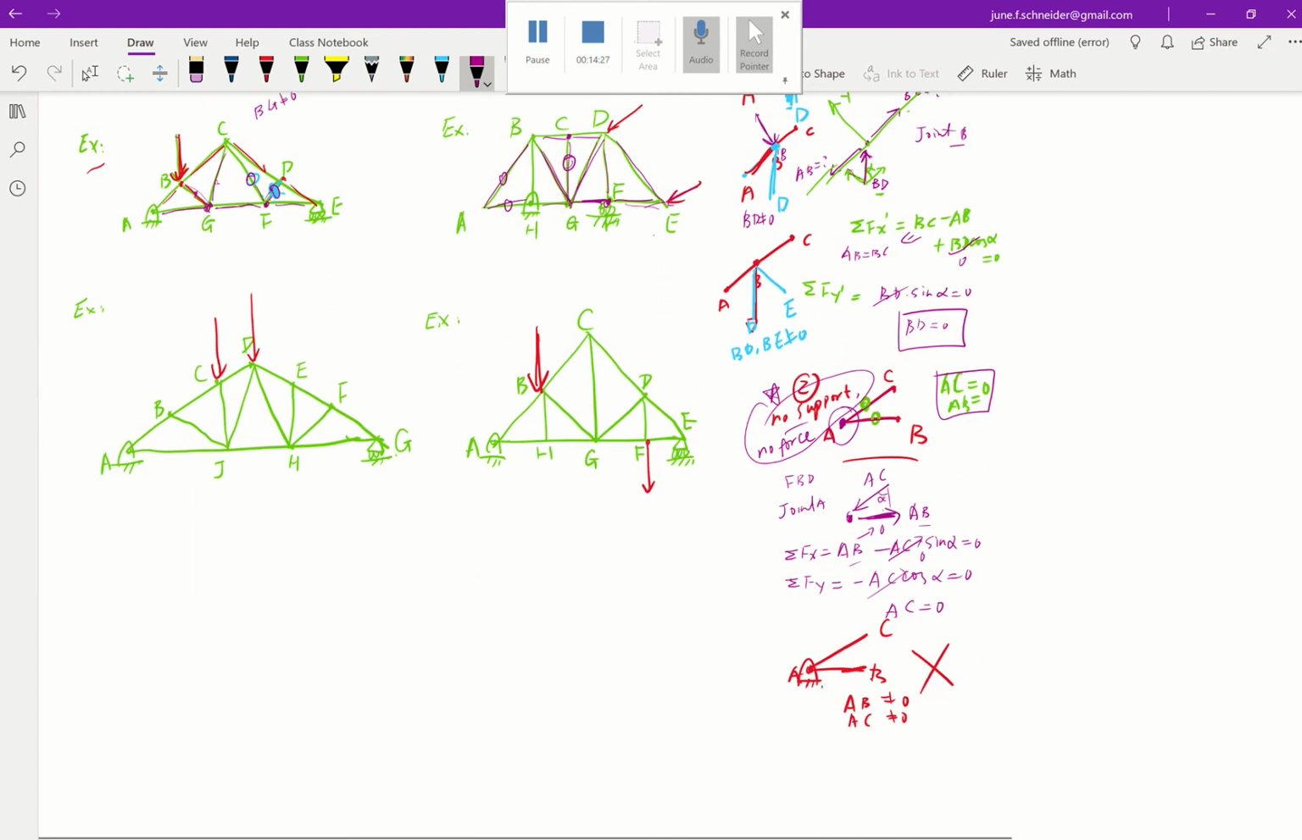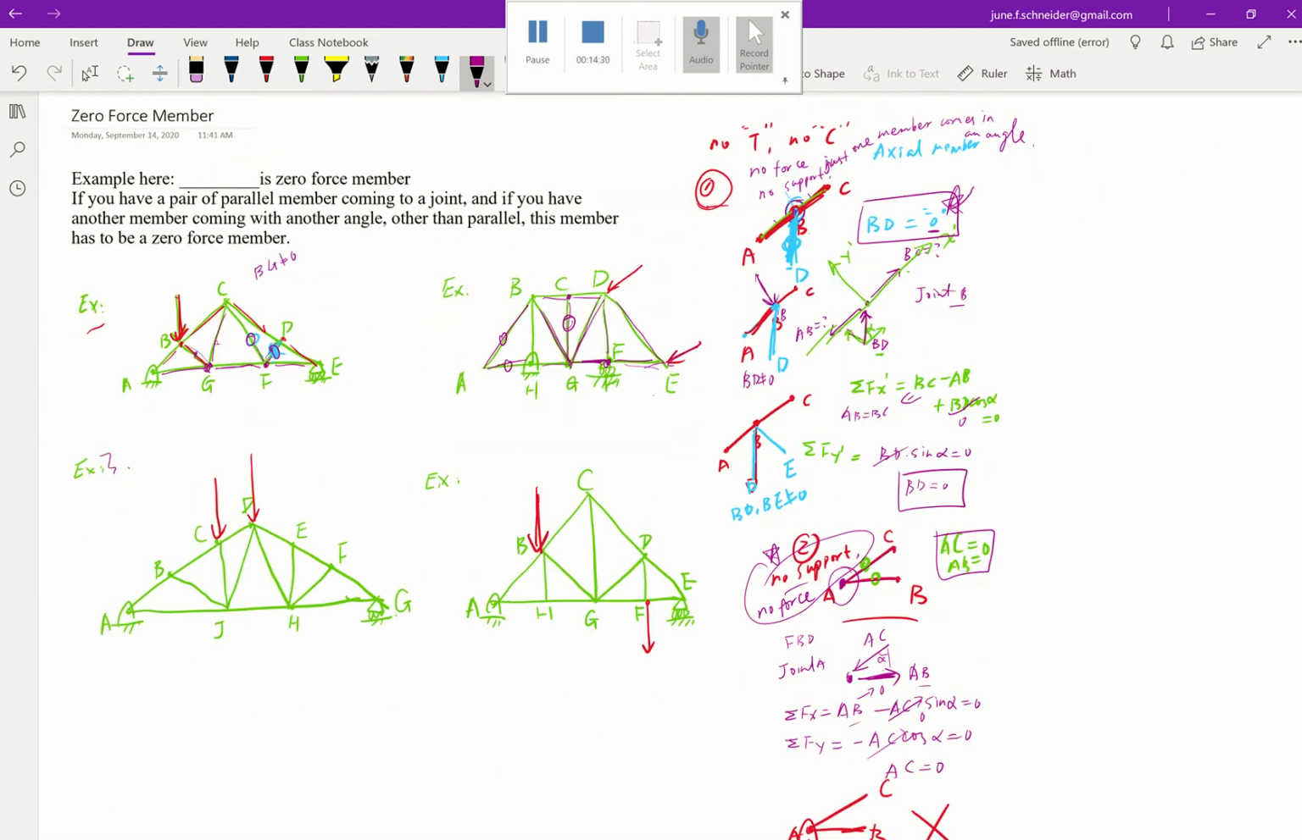Okay, now let's continue and look at example 3 here. What do we have? Immediately you can look at it. AB and BC come to B, and BJ is the only member that comes in, and there's no external force, no support, so BJ is a zero force member. Same thing: DE and EF come to E. EH is the only member that comes into that joint, no external force, no support, so that's going to be a zero force member. How about EF, when FG comes in at F, the only member that comes in, that's going to be a zero force member.